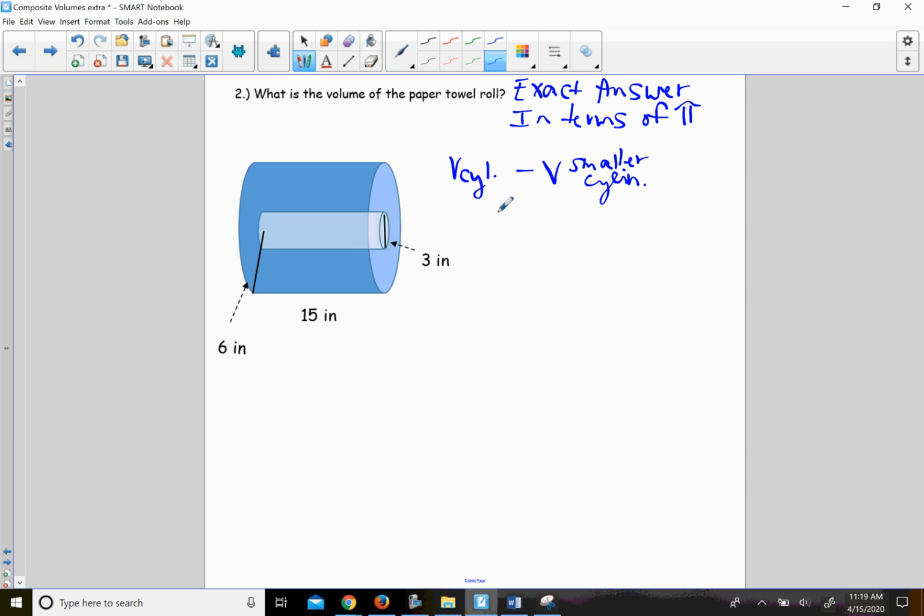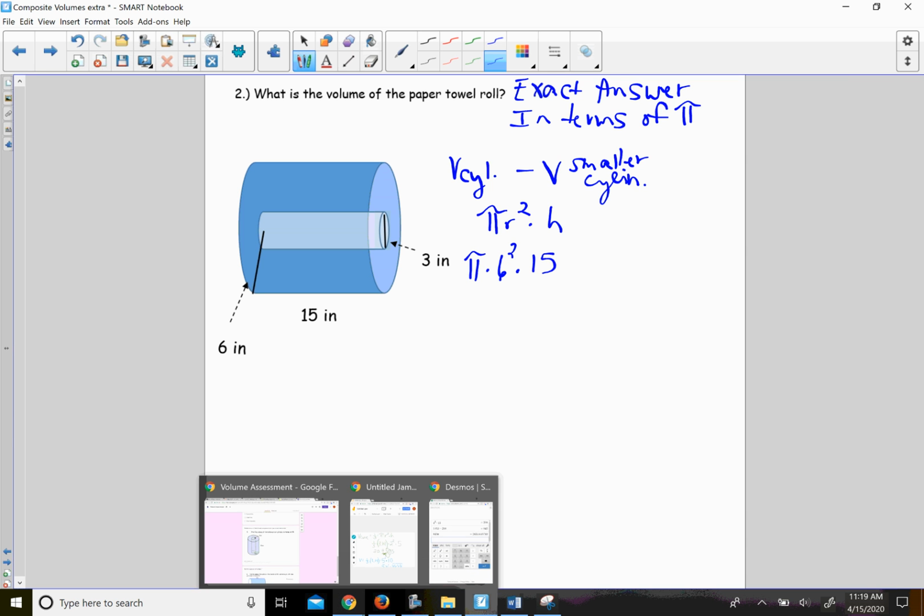So volume of a cylinder is the area of the base, which is a circle, so pi times radius squared times the height. So for the larger cylinder, before I hollowed out that middle piece, I have a radius here. It goes from the center to the edge of 6. So for the larger cylinder, it's pi times 6 squared times the height, which the stretch from circle to circle. I'm trying to trick you by putting it on its side. The stretch is 15. So I'm going to go to my calculator, and I'm going to leave pi in my answer. So I'm going to leave it out of the calculator.